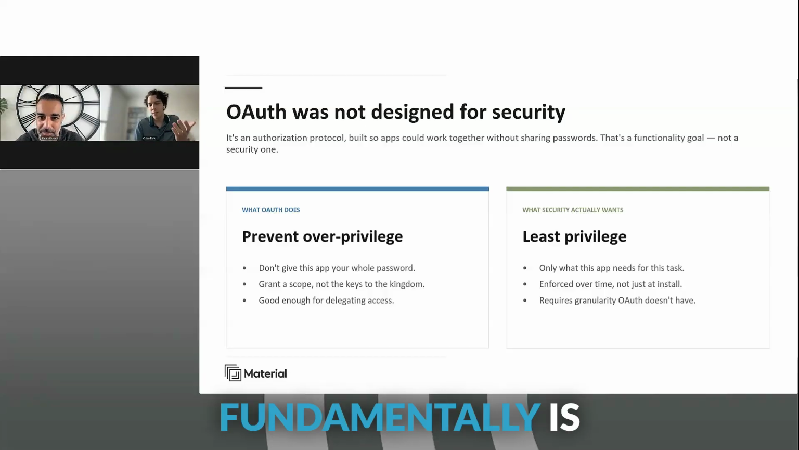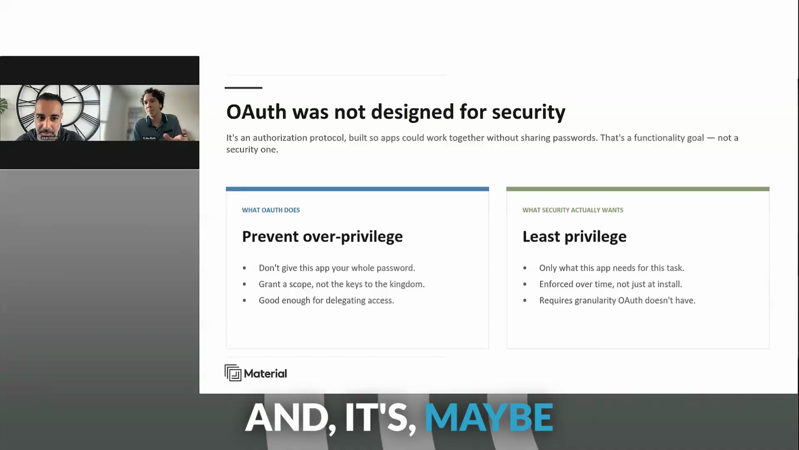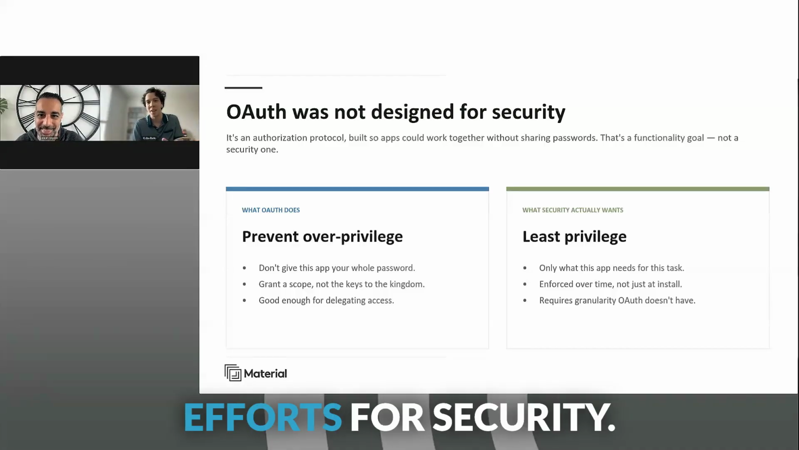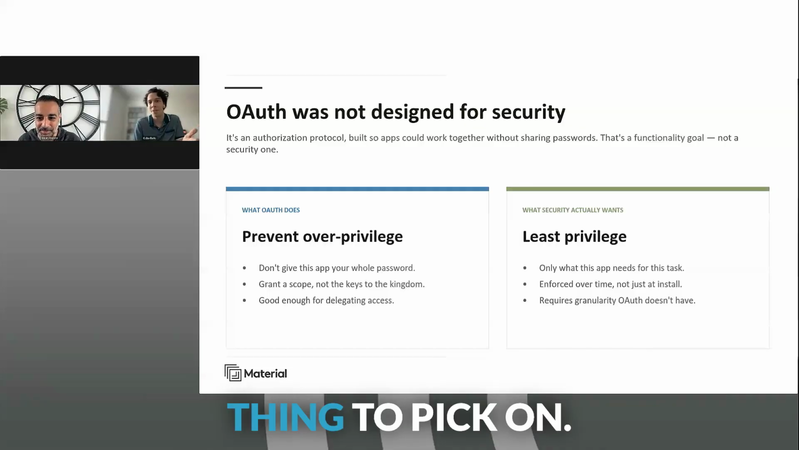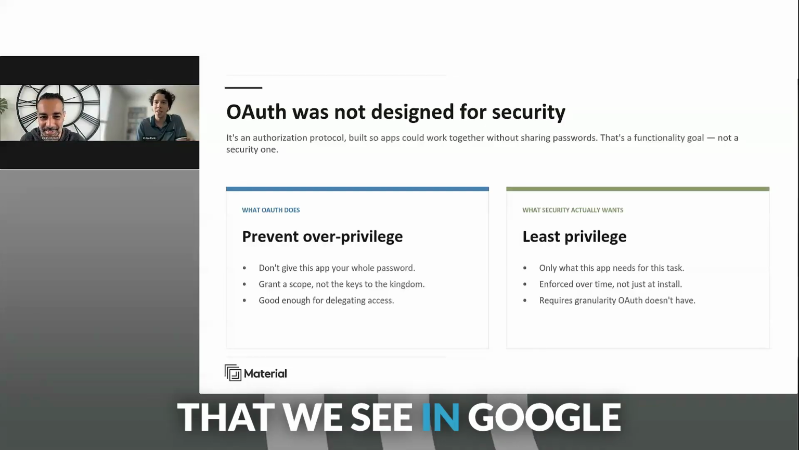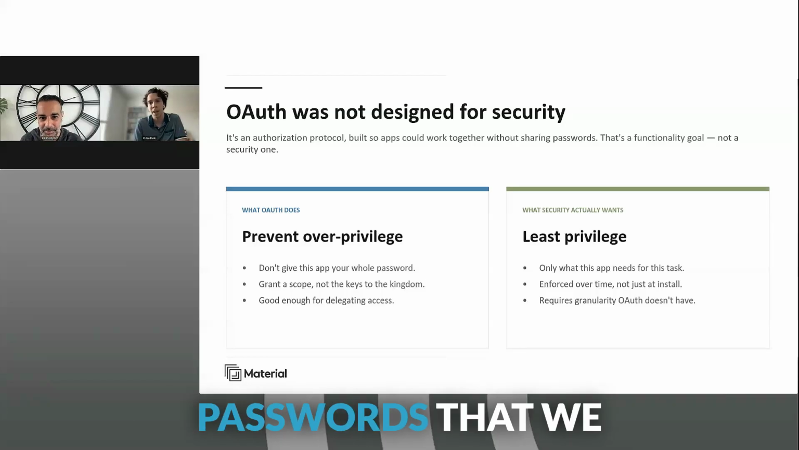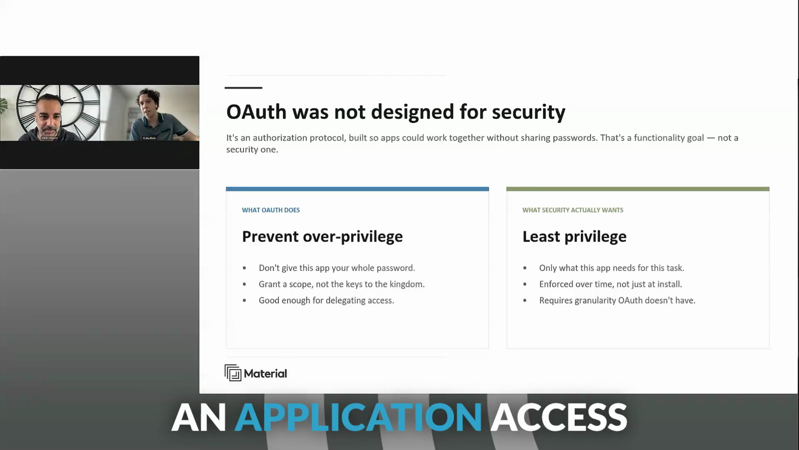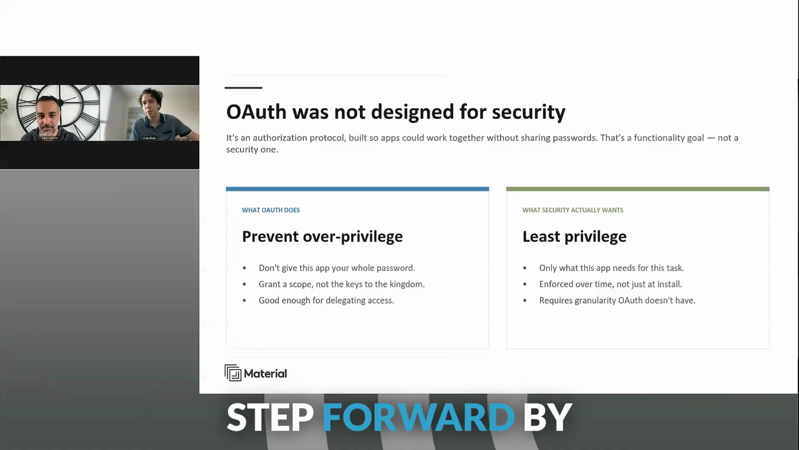Yeah, so OAuth fundamentally is an authorization protocol, not an authentication protocol. And maybe this is a bit trite, but I call it best efforts for security, especially in cases, I'll pick on Google because it's my favorite thing to pick on. The OAuth scopes that we see in Google Workspace today are a step forward from the application-specific passwords that we saw where you give an application access to your entire Google identity. So we're taking a step forward by using OAuth scopes.